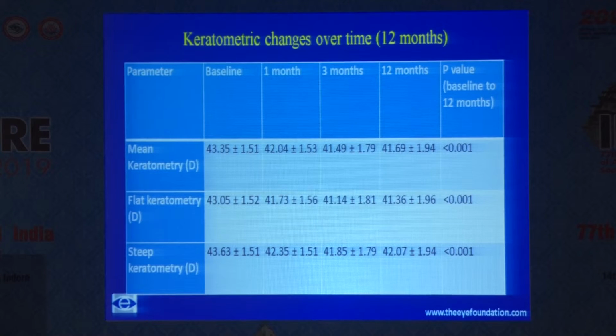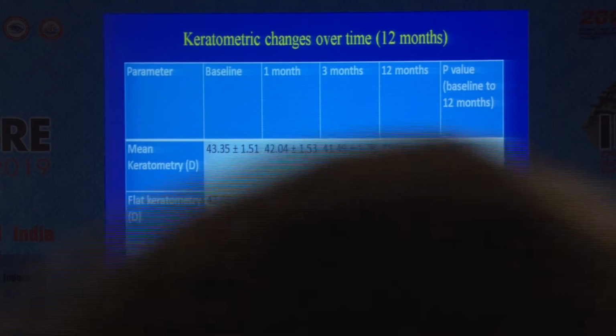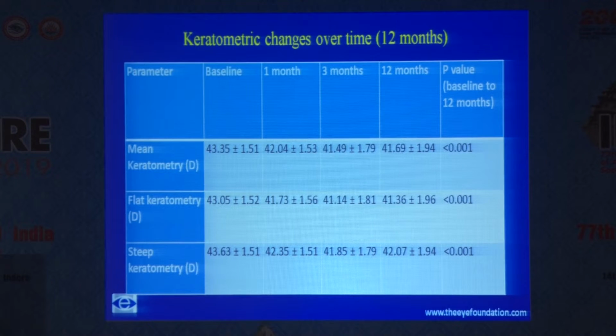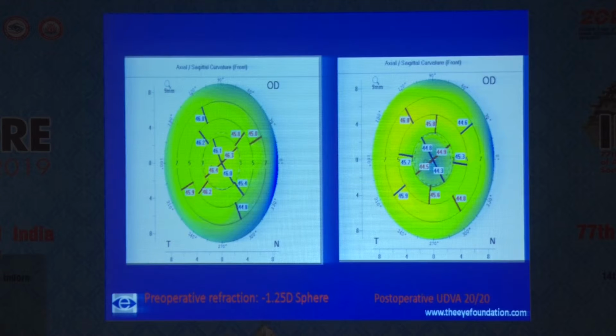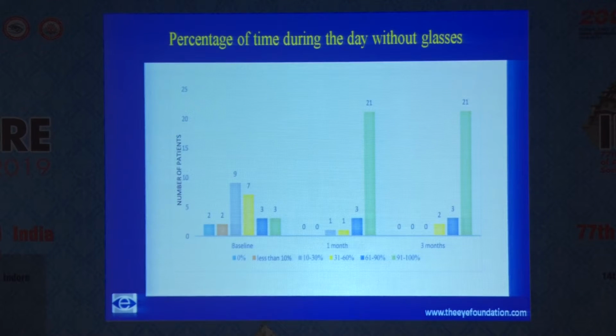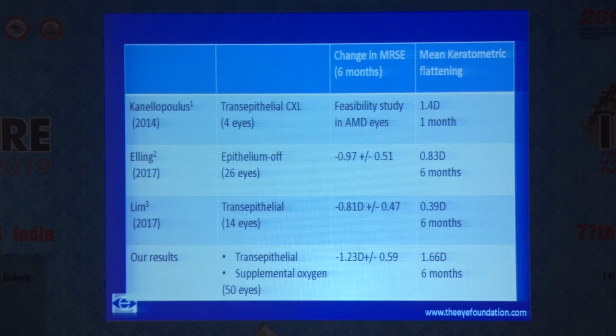Similar results were seen in the keratometric changes with progressive flattening. There was a slight regression between the 3 to the 12-month period, but this was not statistically significant. This is an example of the central keratometric flattening, which is seen in the patient who had a correction of 1.25 diopters. This led to a large amount of time without glasses for most of the day, where more than 21 patients did not require glasses for more than 91% of their time. So when you compare it with the earlier protocols, you'll see both the change in the MRSE and the keratometric flattening was greater, even greater than the epi-off protocol.